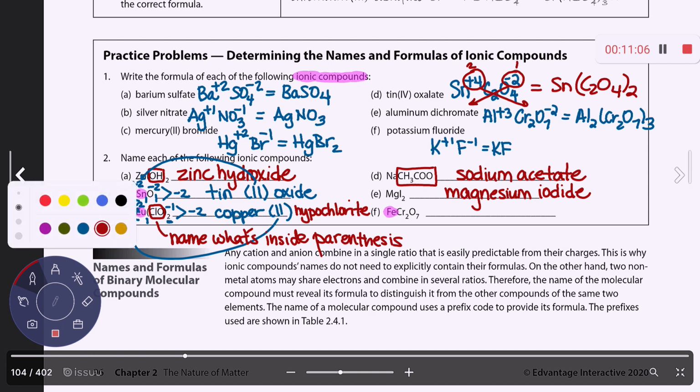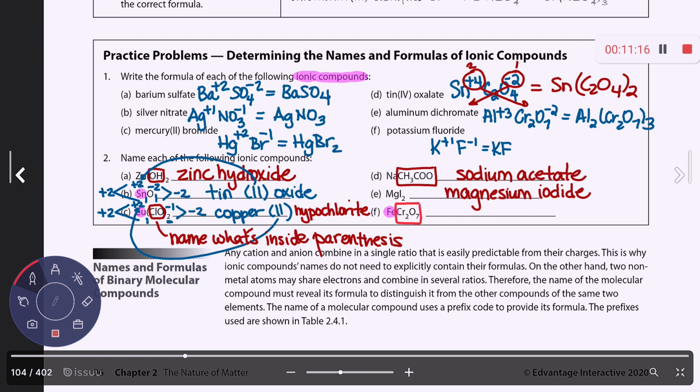Letter F. Let's change color again. Let's go to red. Okay. Be really careful when you guys have polyatomic ions in your chemical formulas, because if you have no parentheses around a polyatomic ion, you technically only have one present. We don't have 7, okay?